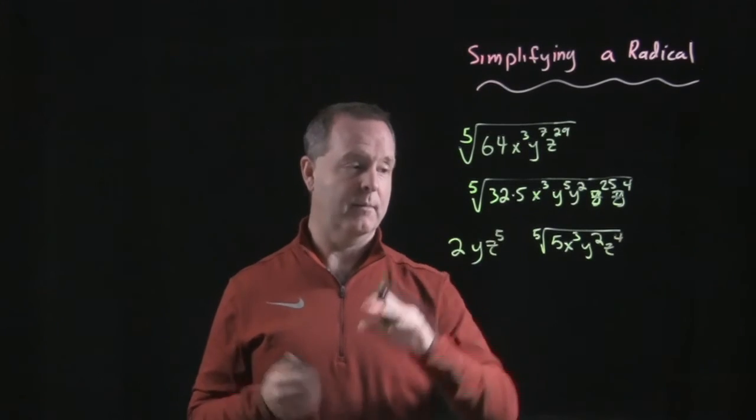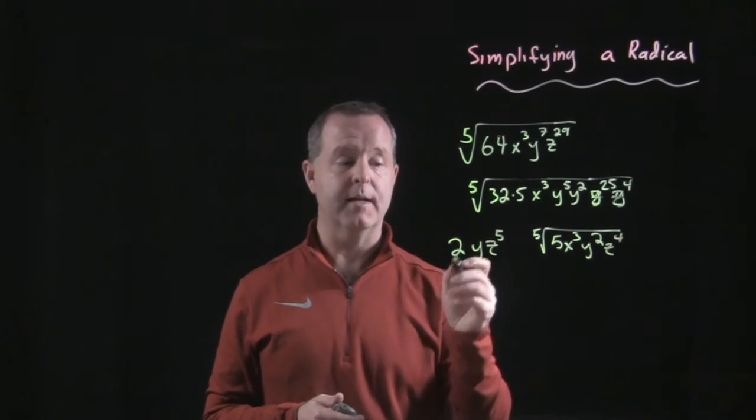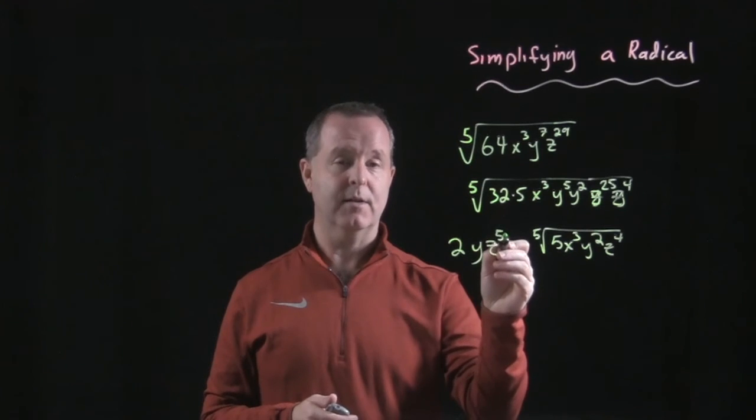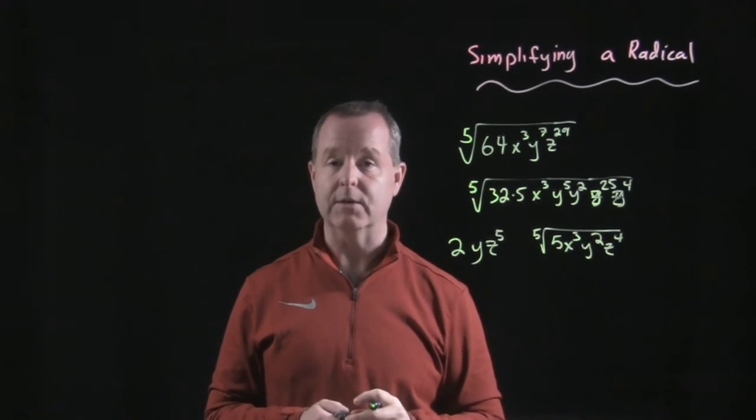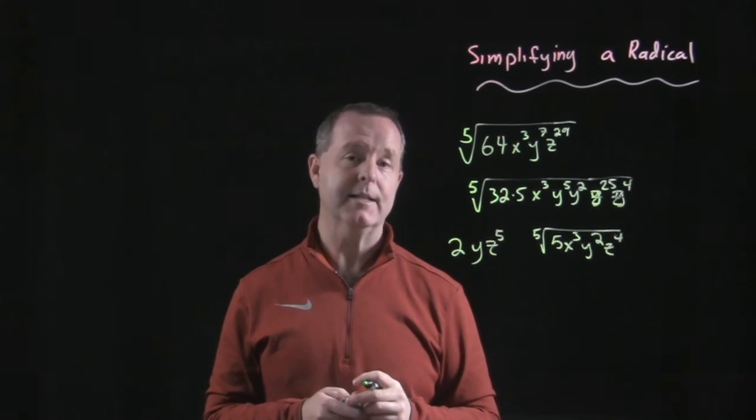That does not escape. So my final solution then is 2 times y, z to the 5th, times the fifth root of 5x cubed, y squared, z to the 4th. Now we are in completely simplified form.